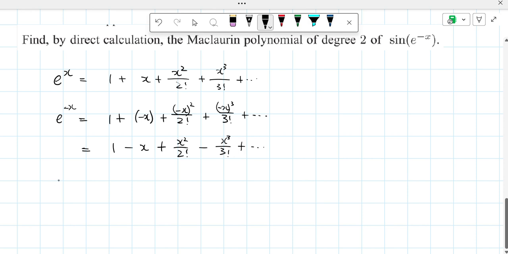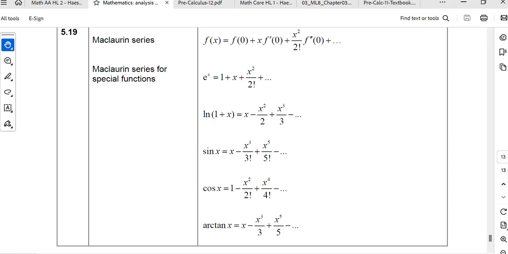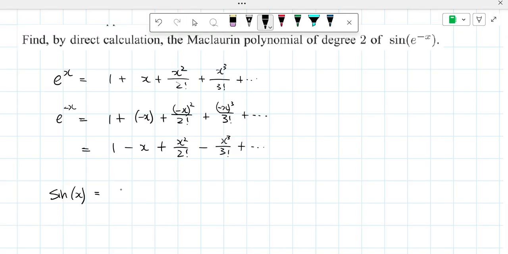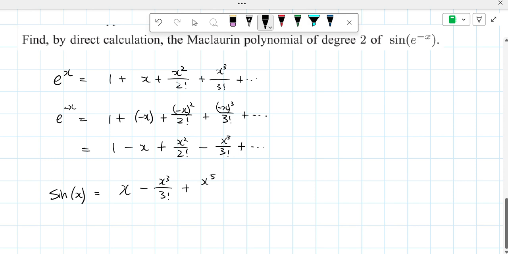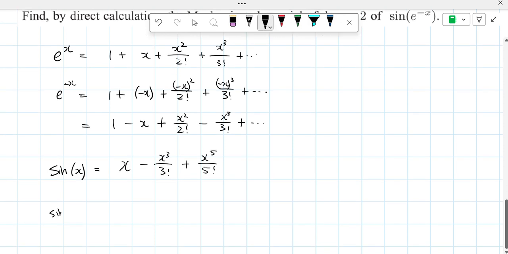And also, we know from the formal booklet that sine of x can be represented as x minus x cubed over 3 factorial plus x to the power of 5 over 5 factorial. Then the next question is, what is sine of e to the power of negative x? This one is slightly more complicated, so I'll let you do it yourself.